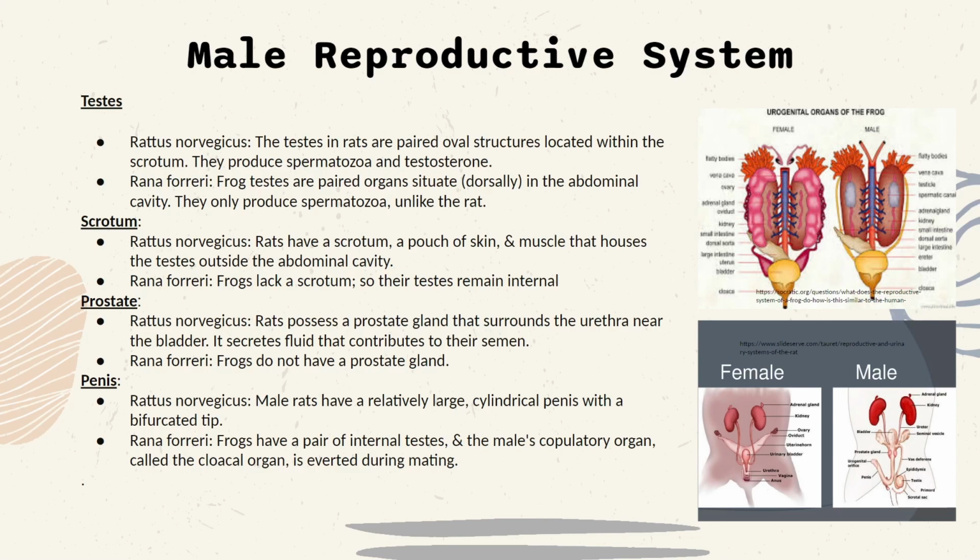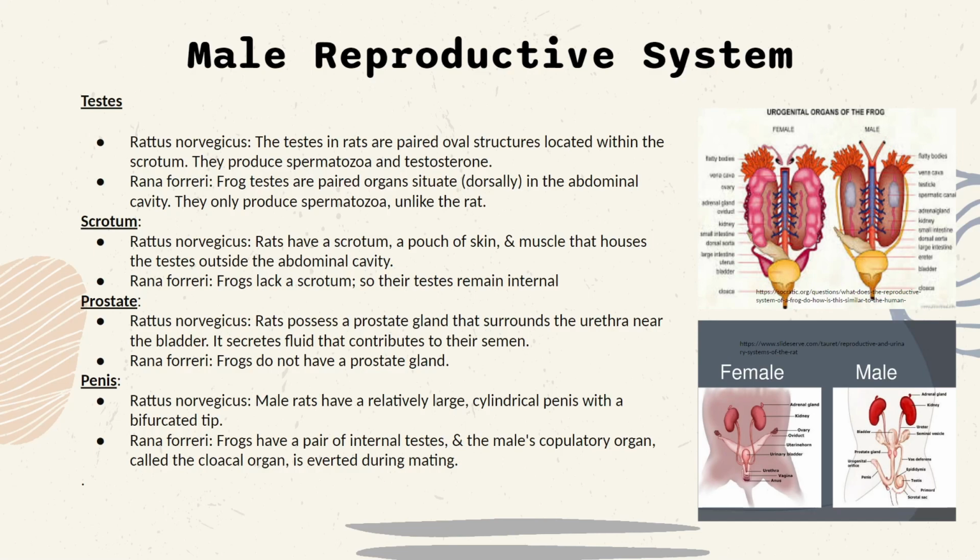invisible on the outside. For their prostates, rats possess a prostate gland that surrounds the urethra near the bladder. It secretes fluid that contributes to their semen. For the male rat's penis, they have a relatively large cylindrical organ with a bifurcated tip.